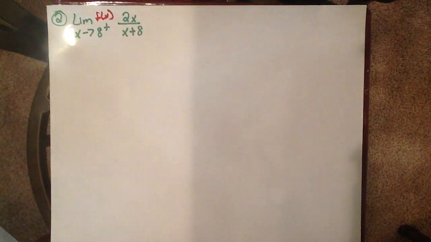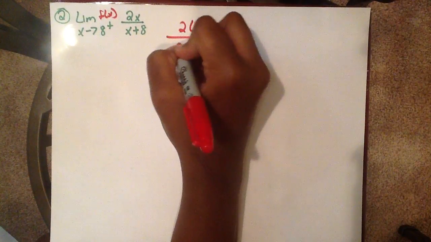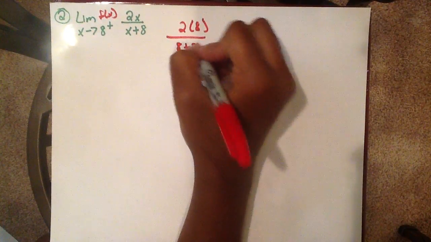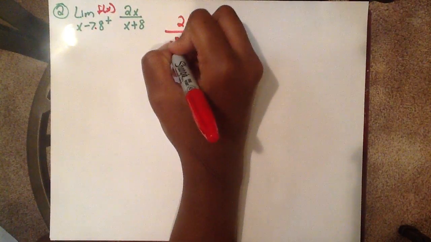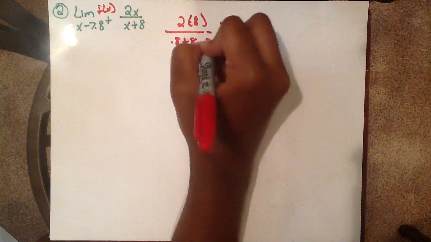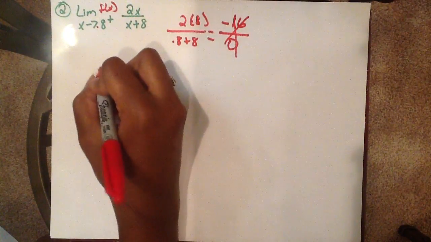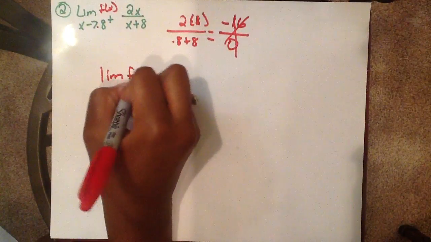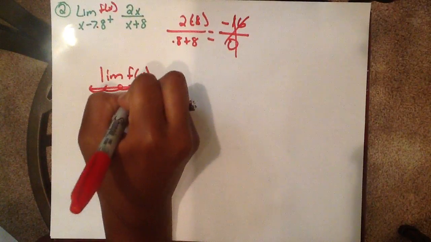Next, we have to find the limit of f of x as x approaches negative 8 from the right. If we were to just plug in negative 8, we know this would give us an undefined number, negative 16 over 0, which we can't do. So we're going to find the limit of f of x as x approaches negative 8 from the right.